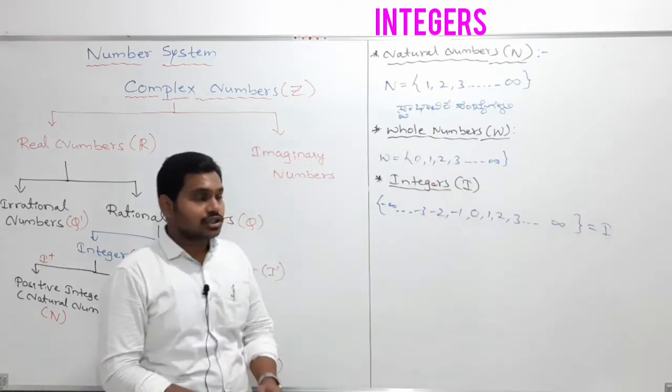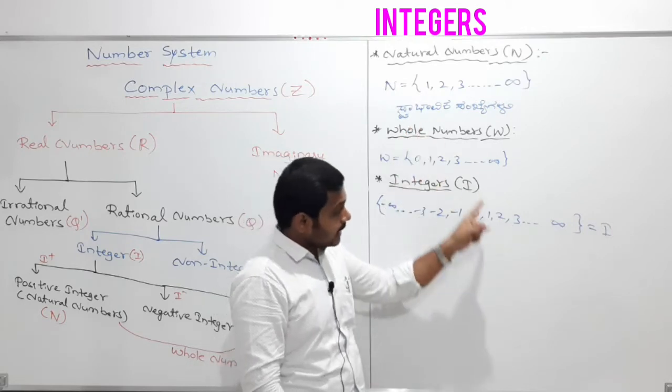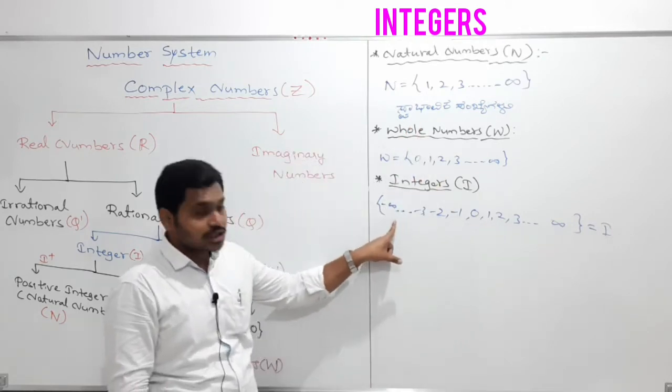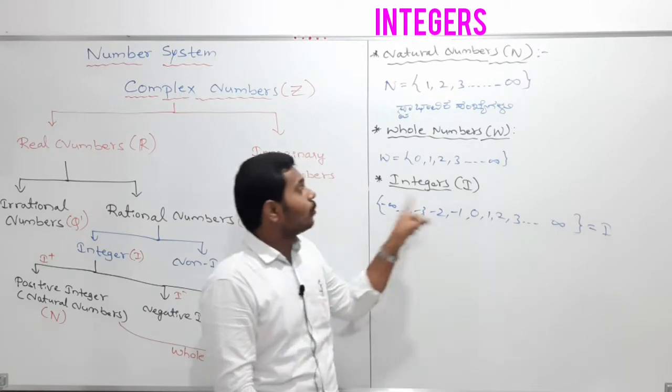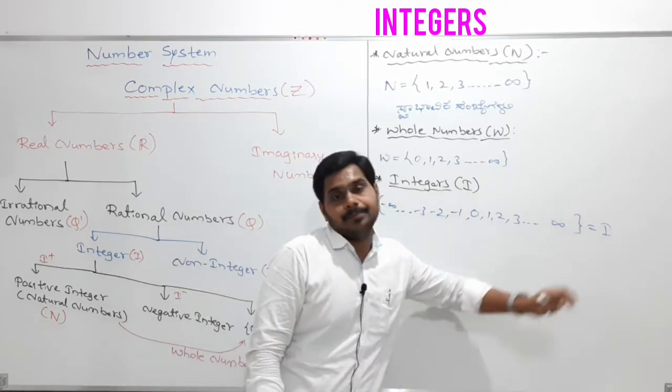So what are integers, my dear students? To the natural numbers, or else to the positive natural numbers and negative natural numbers including 0, we can call as integers, and that is denoted by the symbol I. Clear?